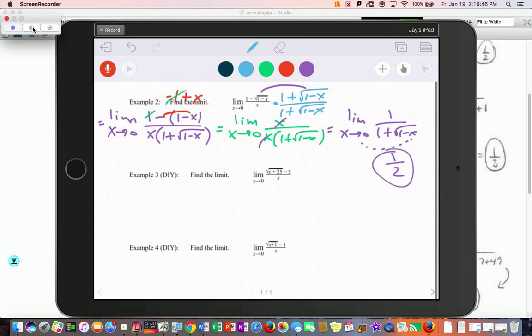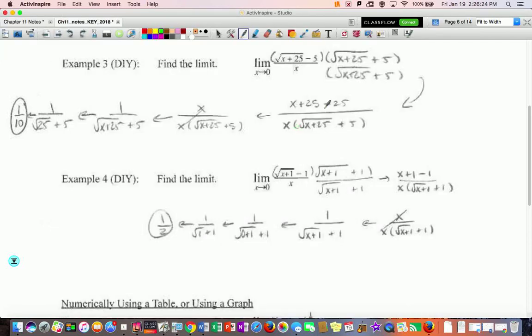All right, the next two are labeled DIYs, so go ahead and try them and come back and check the answer. Okay, so hopefully I had time to do 3 and 4 DIYs. Let's go over here and look at the answer. So again, multiply by the conjugate on the top and bottom. We're coming right down here. Just write those two next to each other. The top turns into x plus 25 minus 25, so the x's go away, 1 over that. Square root of 25 is 5 plus 5, 1 over 10.